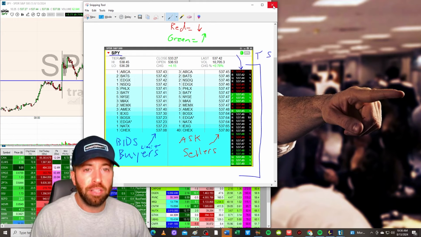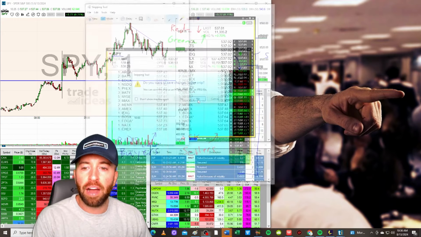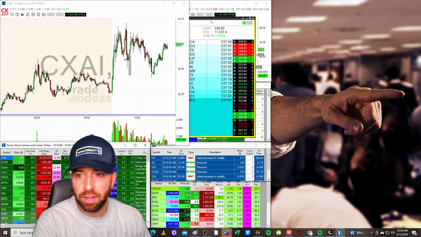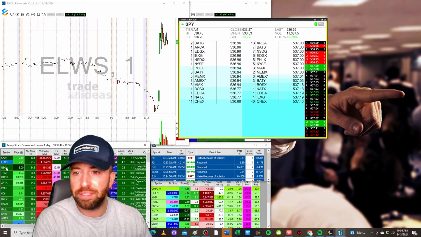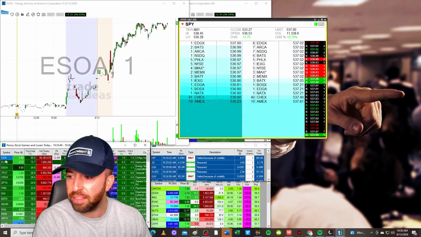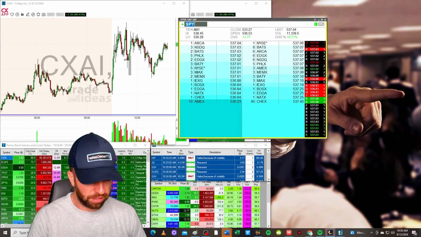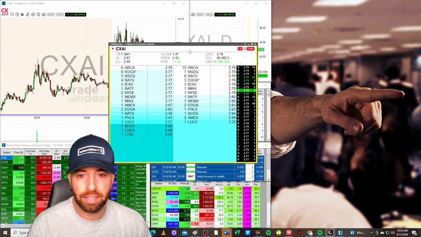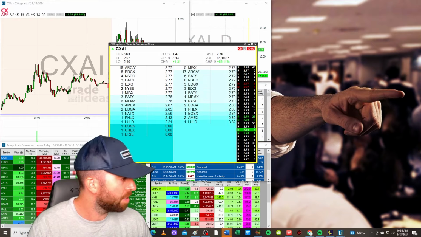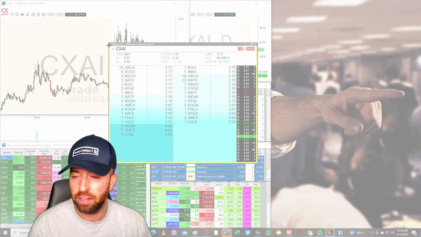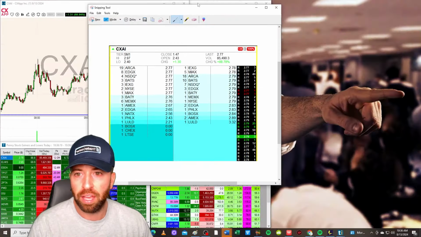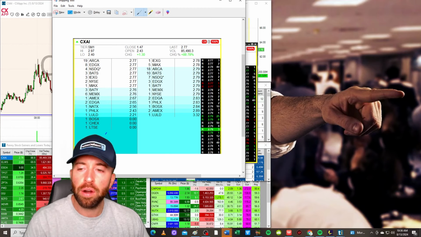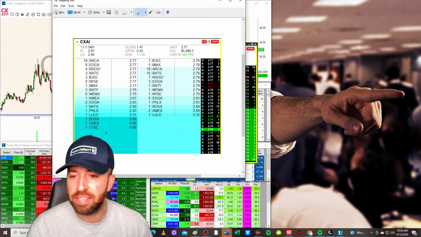So what I am looking for when I get involved on a level 2 is, I'm going to switch this over to maybe something a little bit slower. And how I always think about this is as more of a battle. So let's go over to CXAI here. What I am looking for when I take a look at this play, I'm going to take a little screenshot here, is I'm thinking, okay, where do buyers want this to go up to? What are the buyers' goal and what are the sellers' goal?